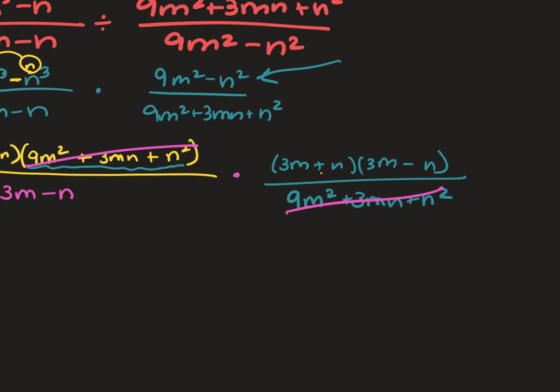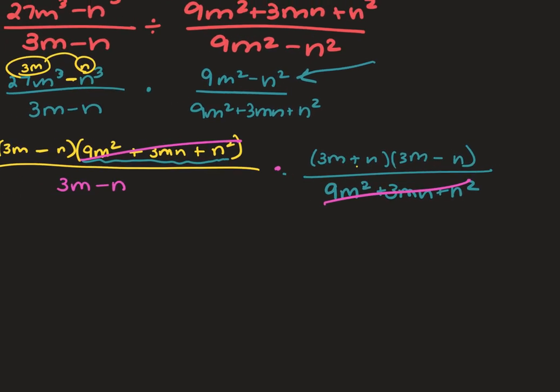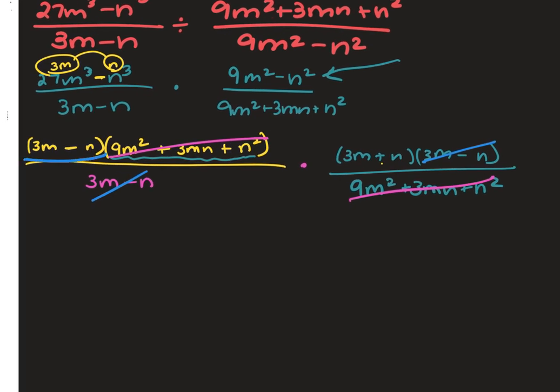And then the 3m minus n can either be canceled top to bottom here, or it could be canceled top right, bottom left. You just can't do it both times. So after you cancel those out, all that's left is the 3m minus n and the 3m plus n.